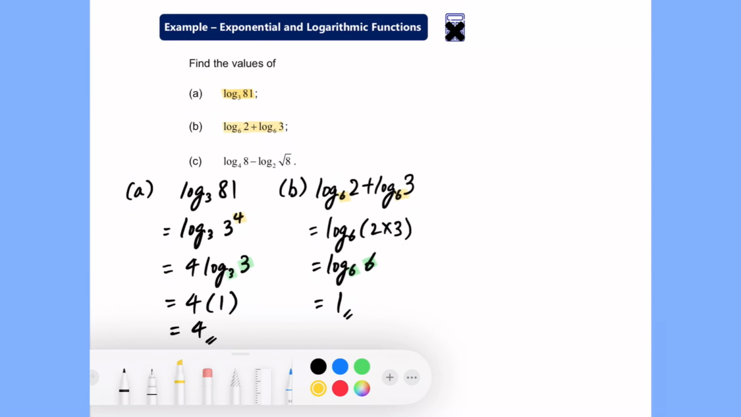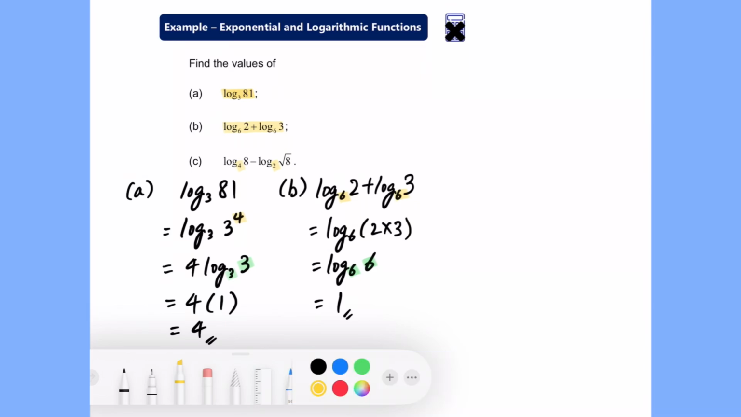Lastly, for part C, we have to be vigilant about the base here, as we can see that we are going to do the subtraction of 2 different logarithm terms. When we look at this carefully, we can see that the base for the first term is 4, while the base for the second term is 2. If those bases are different, we cannot apply the trivial formula to combine them as a single logarithm.